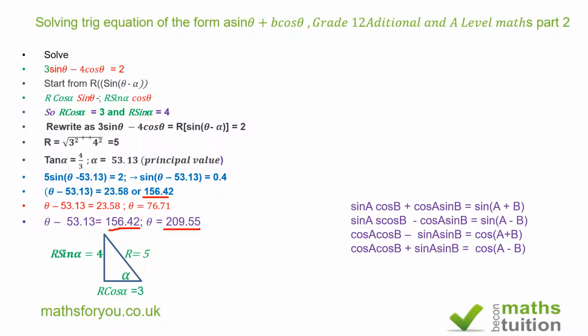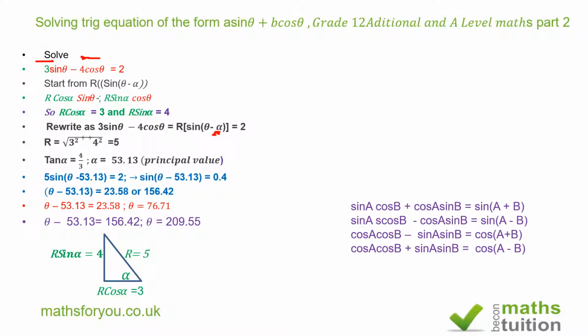Now, in the exam, you don't have to do all of this. You need to know two things: how to find the tangent of alpha and how to find r. In this case, you find the tangent of alpha by dividing the coefficient of the second term by the coefficient of the first term. In this case, 4 over 3. So that's all you need to find alpha there.